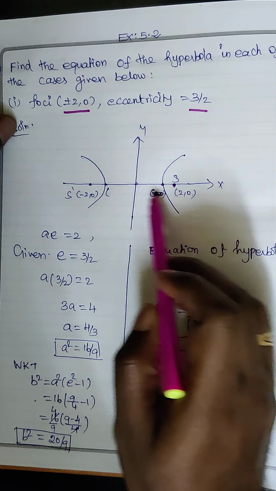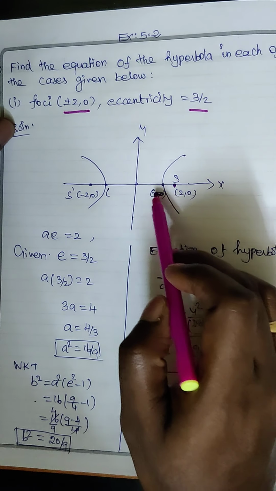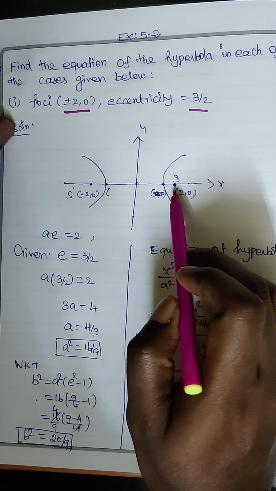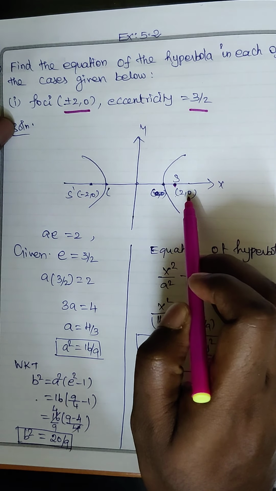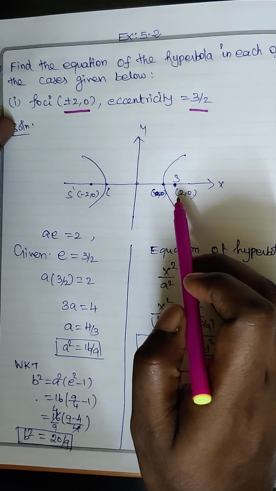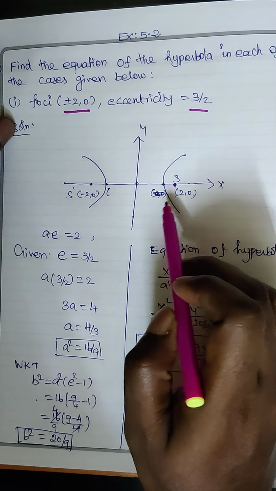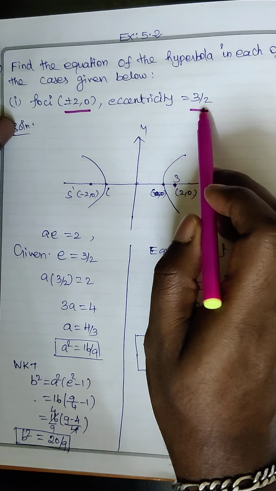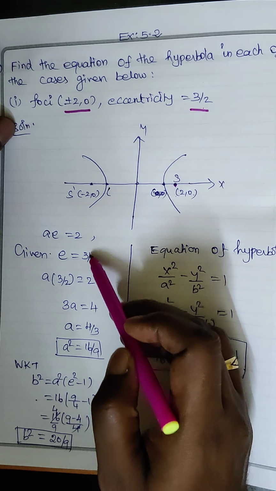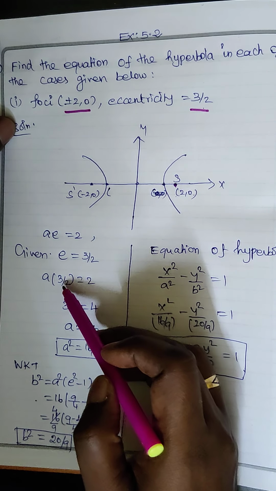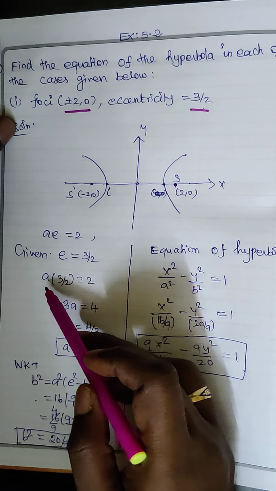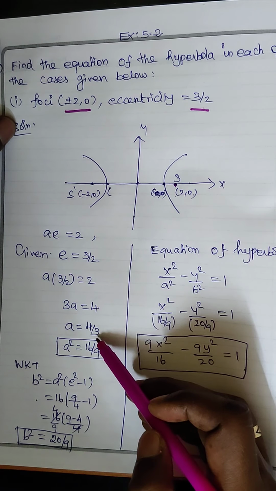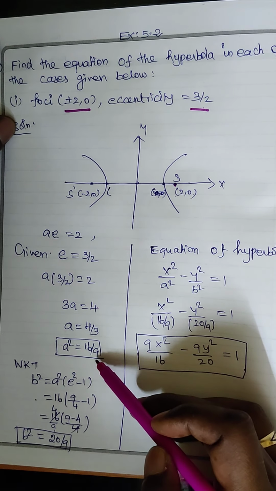S is equal to 2, 0 and S dash is equal to minus 2, 0. The distance between the center and the foci is equal to AE. We already know the foci are plus or minus AE, 0. So AE is equal to what? 2. That is why I have written AE is equal to 2, and the given eccentricity is 3 by 2. I am going to substitute 3 by 2 here: A into 3 by 2 is equal to 2. So 3a is equal to 4, now a is equal to 4 by 3. So now a square is equal to 16 by 9.